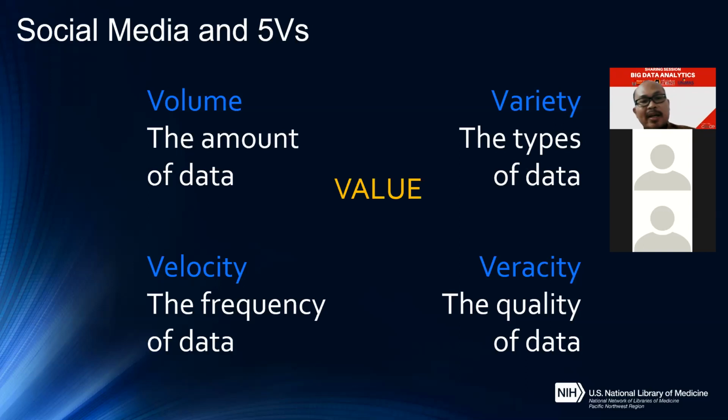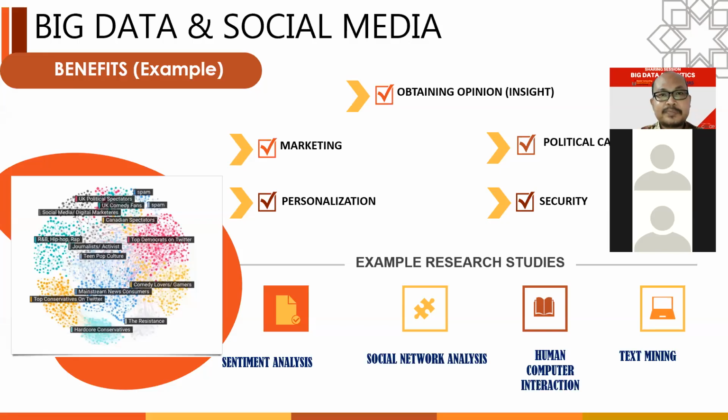We have velocity, which refers to the frequency of data. In 1 minute, how much data is created on social media is really a lot. And we have veracity, which defines the quality of data. And what we are trying to do is create something of value, which we call value. So that is how big data is really important in social media. We try to mix and analyze all of this and come up with value that we can use for further decision making.